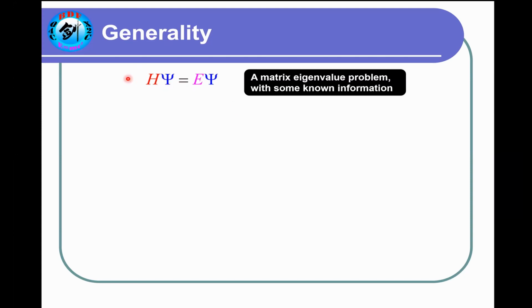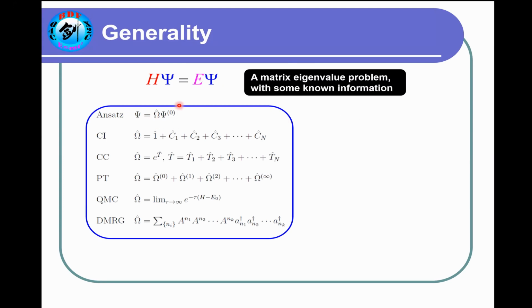Whatever Hamiltonian you pick up, we will solve this quantum mechanical equation by using a finite basis set. That means we are solving a matrix eigenvalue problem with some known information. And the known information, of course, contains the zeroth order wave function. Then we introduce a wave operator to map the reference function to the excited function. There are various ways to do this: linear ansatz, nonlinear ansatz, and even multilinear ansatz.